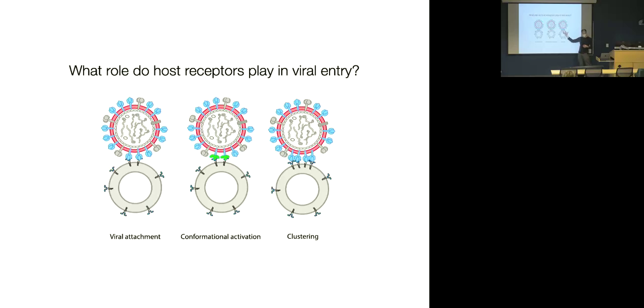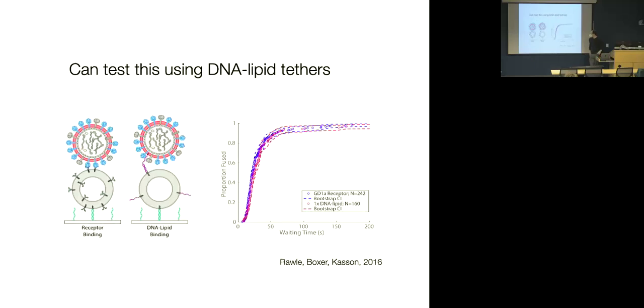Also, spatial organization of the host receptors may help cluster these viral glycoproteins, again for viruses like HIV that have a sparser array as opposed to a dense forest of viral proteins, to make the process of entry more efficient. And we can test this using a reagent that we've developed and exploited in a collaboration with Steve Boxer at Stanford.